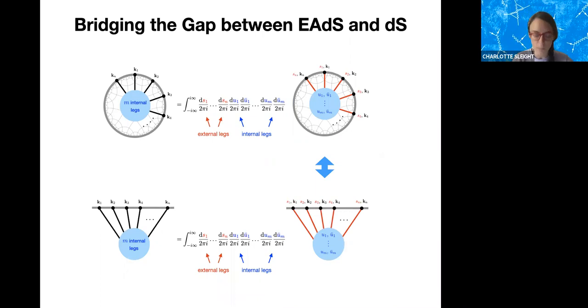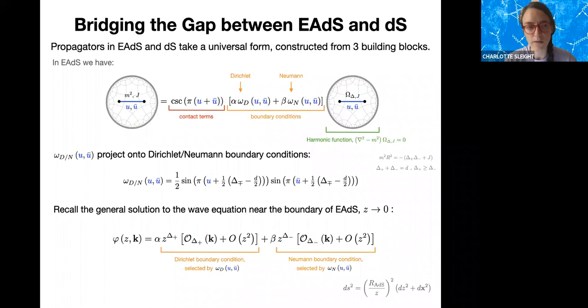So what we found is that by adopting such a Mellin-Barnes representation for boundary correlators, both in AdS and de Sitter, this places their computation on a more equal footing. And the thing which really lowered the drawbridge for us is that in this Mellin formalism, propagators in Euclidean AdS and de Sitter take a universal form, and the construct is essentially out of three basic building blocks.